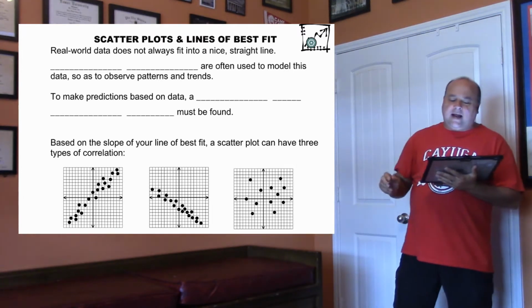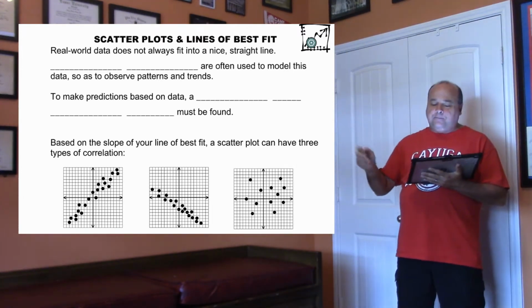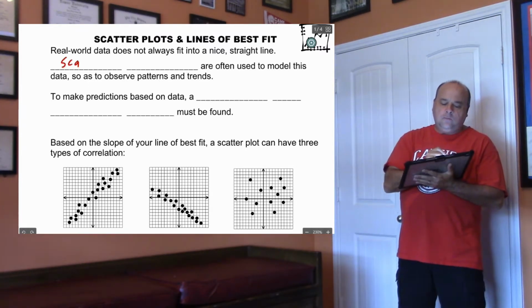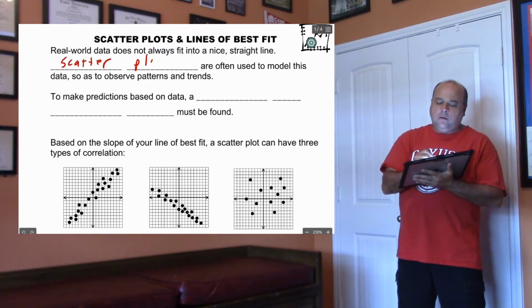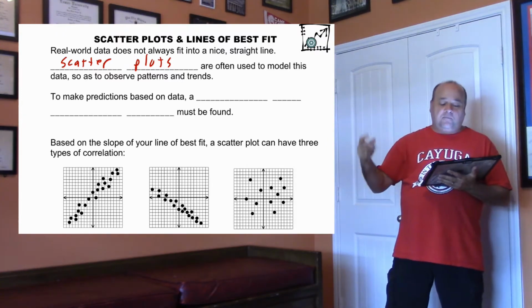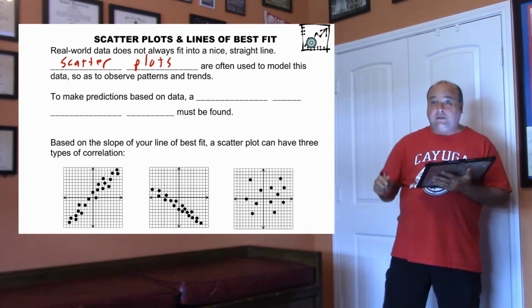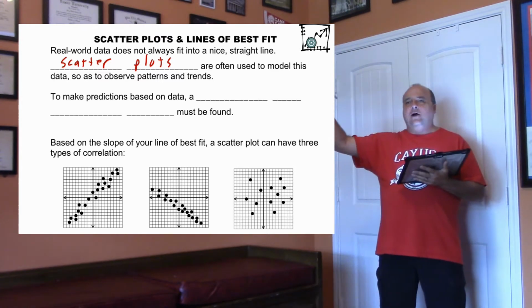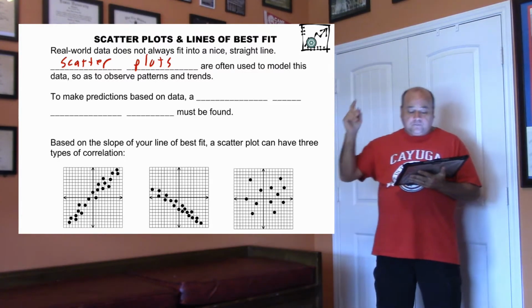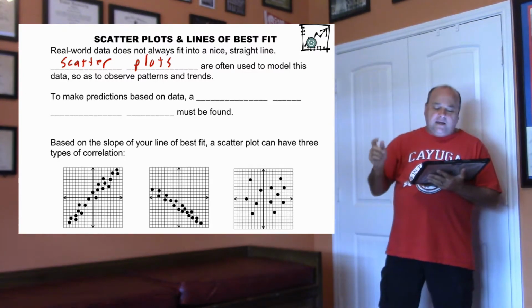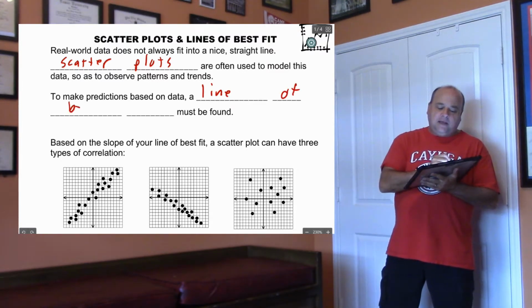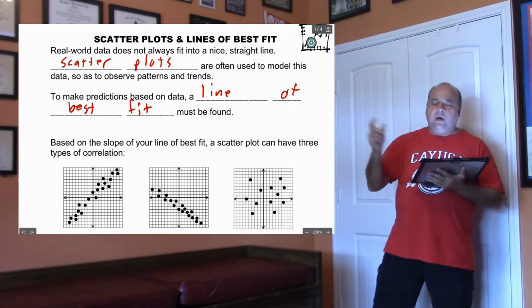Real world data does not always fit into a nice straight line. Scatter plots are often used to model this data so as to observe patterns and trends. So when you graph this data on a graph, it's not going to form a straight line, but it could form a trend. To make predictions based on data, a line of best fit must be found.